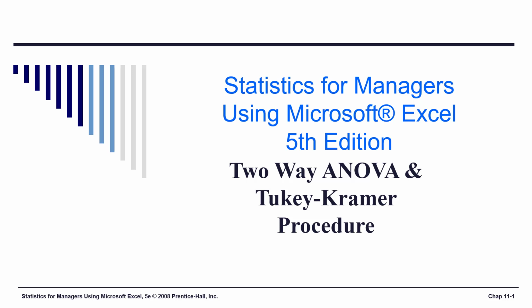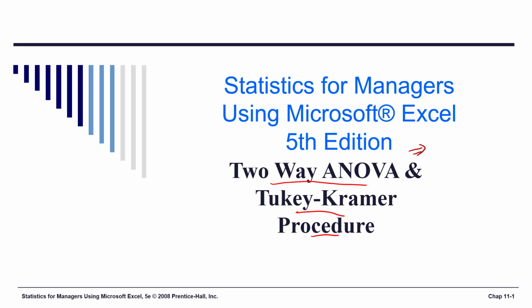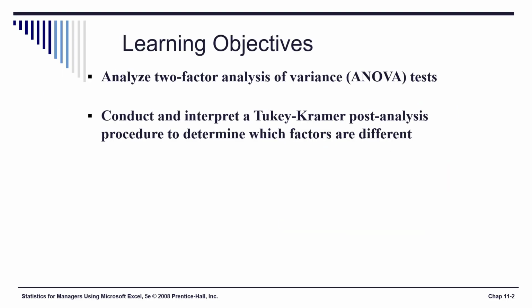Hey guys, in this video, we're going to talk about two-way ANOVA, also the Tukey-Kramer procedure. Two-way ANOVA is also called a two-factor ANOVA. So it's a little bit more complicated compared to one-factor ANOVA. So we're going to get to the details in a second.